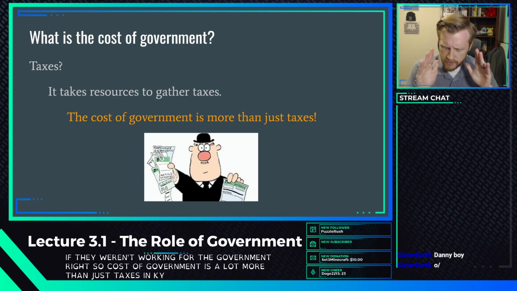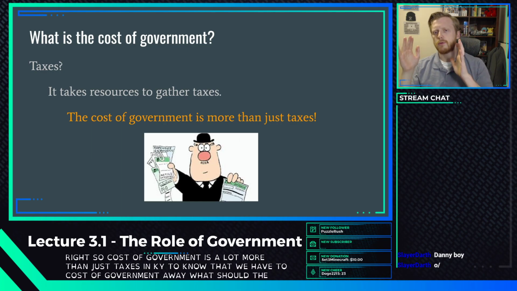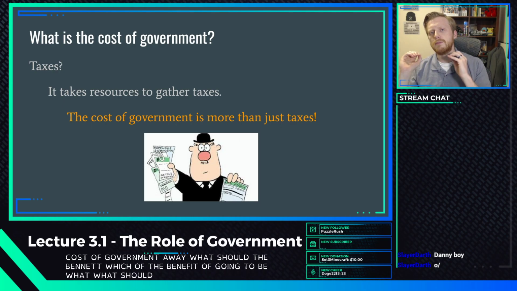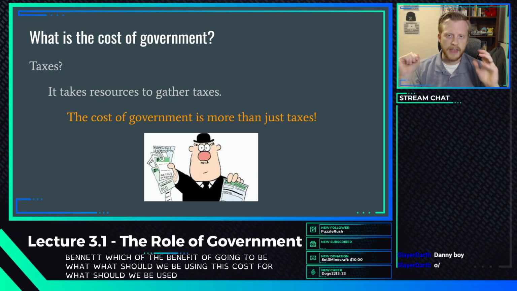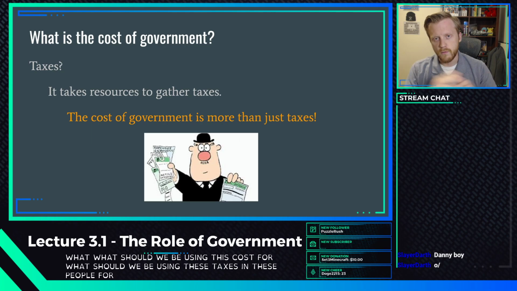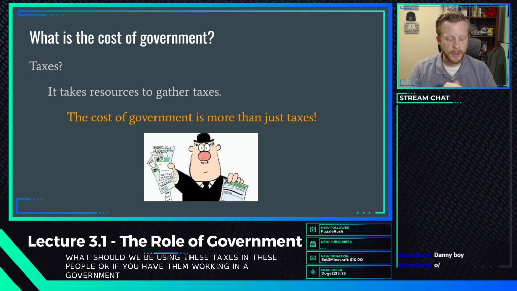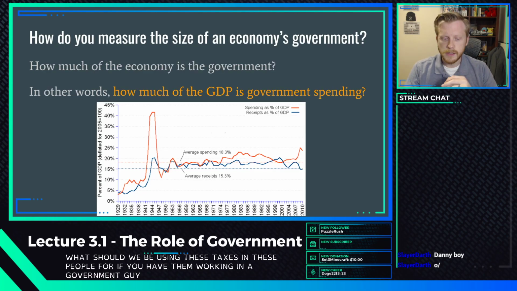Now that we have the cost of government out of the way, what should the benefit of government be? What should we be using this cost for? What should we be using these taxes and these people for if we have them working in a government? Well, we'll get to that in a second.